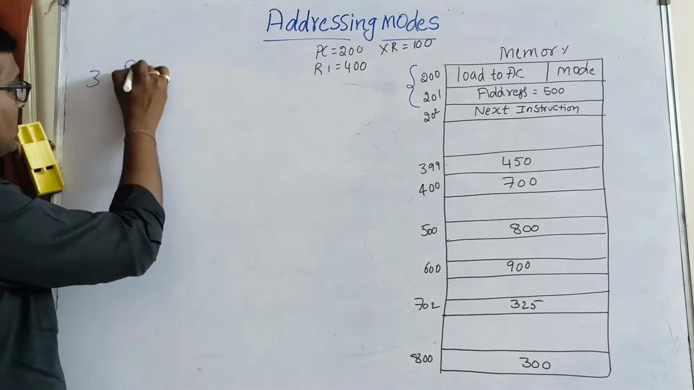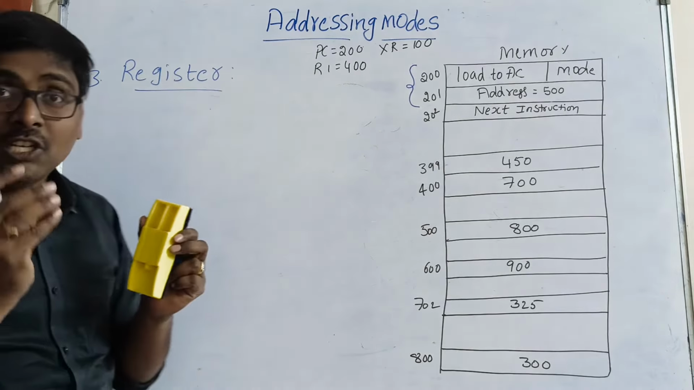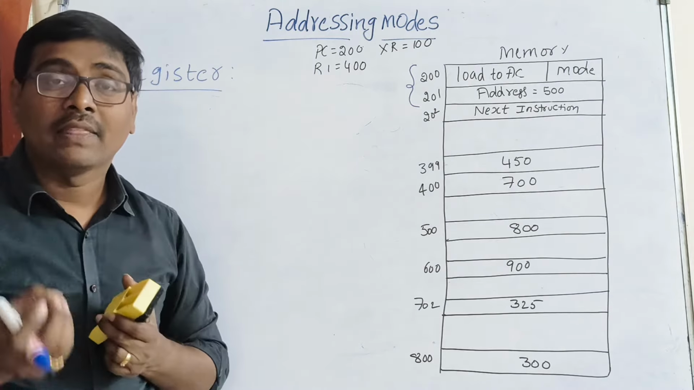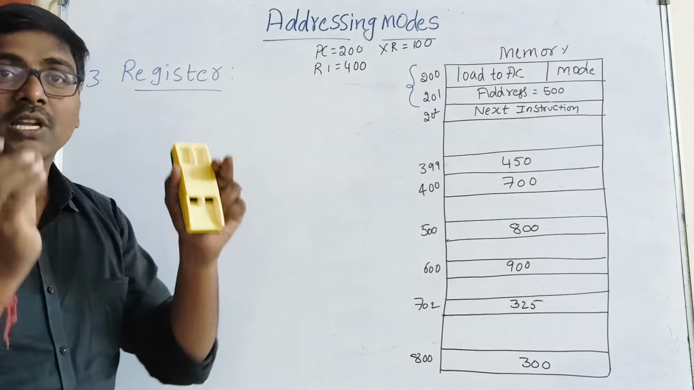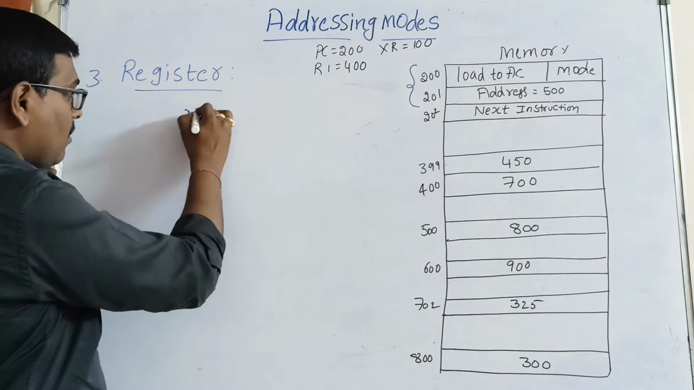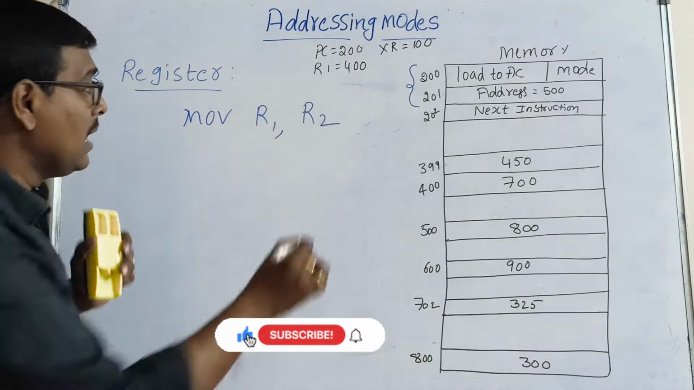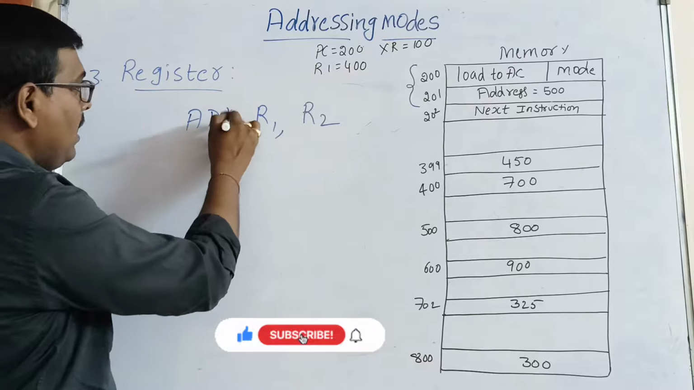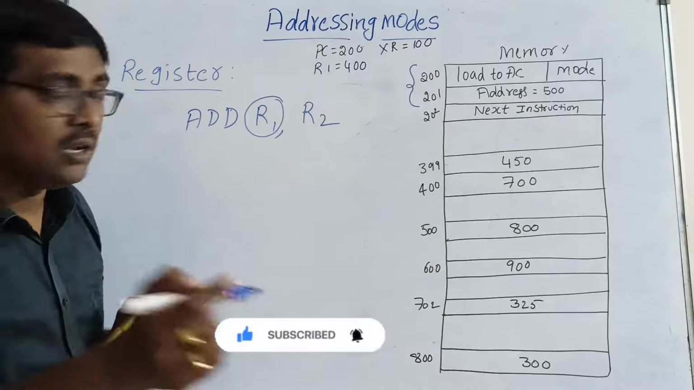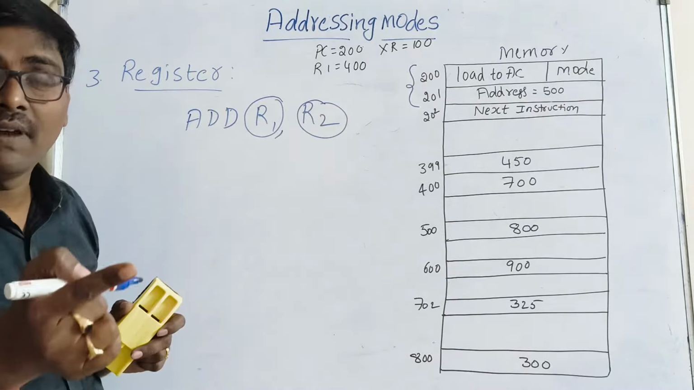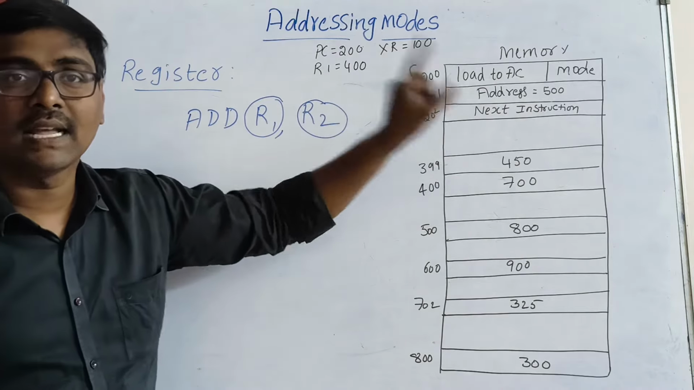The third one is register addressing mode. Register addressing mode means here the register contains the operand. I am taking one register. The register contains my operand. For example, move R1 comma R2. What is the meaning here? Or else take add R1 comma R2. Here the register R1 contains a value, and register R2 contains a value. So no need to access any memory, directly the register contains the value.